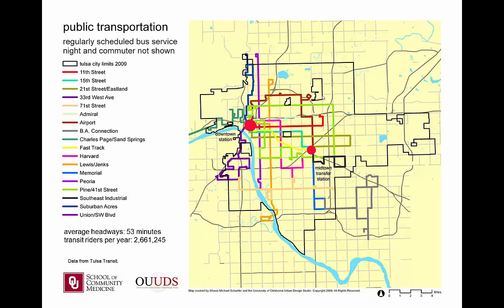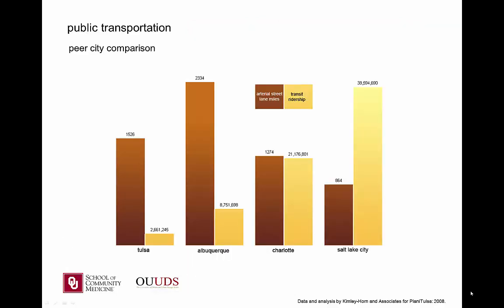Tulsa averages about 2.7 million riders a year. This may sound like a large number, but it pales in comparison to some of our peers. Albuquerque, another car-dominated city, has 4 times the ridership we do. Charlotte has 8 times, and Salt Lake City has an astounding 14 times the ridership. Mind you, these are our peers, not big cities with extensive mass transit like New York and Chicago.